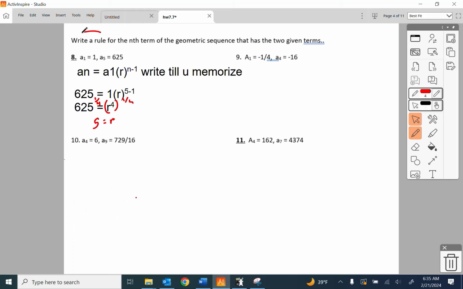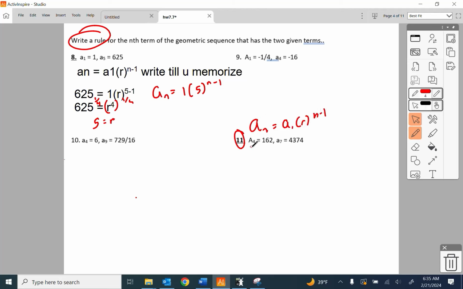And again, your goal was to write a rule. So now you know the ratio. The nth term is the first term, which was 1, which would be understood. I'm going to put it there anyways. The ratio is 5, to the n minus 1. All right, 11. Again, writing down that rule.